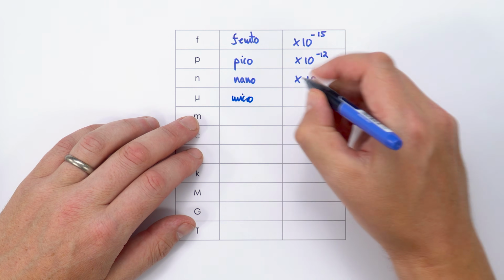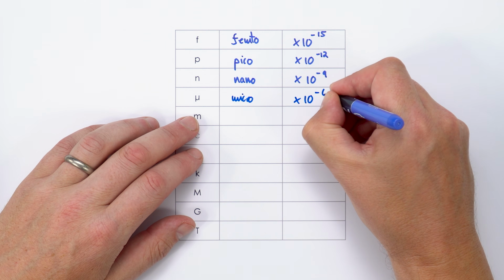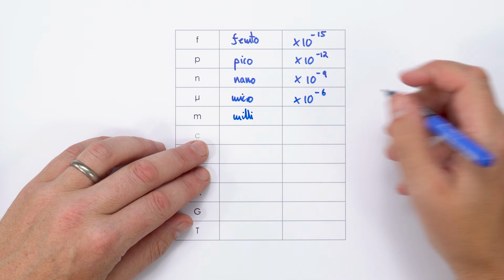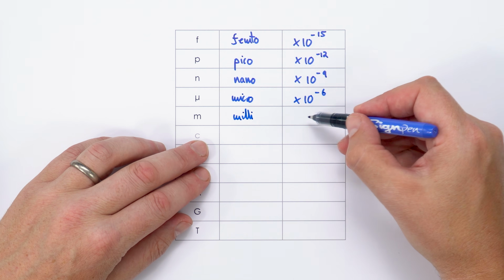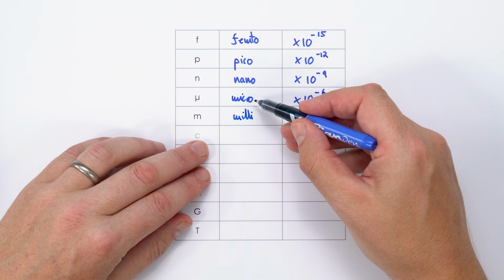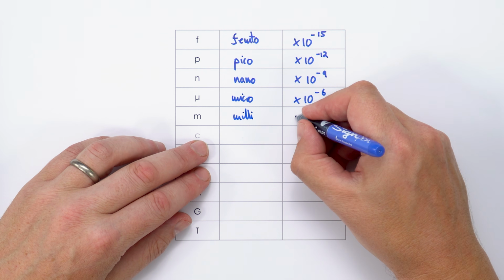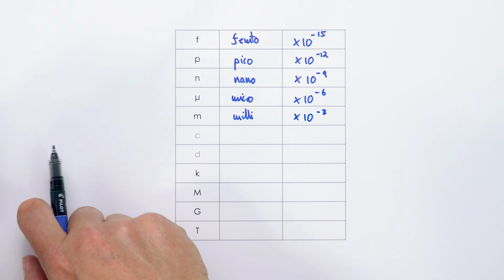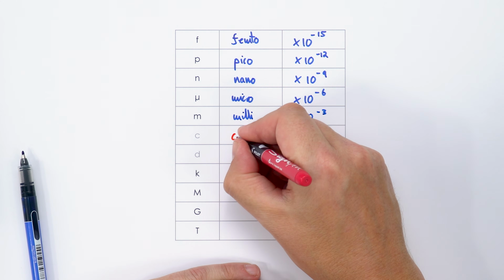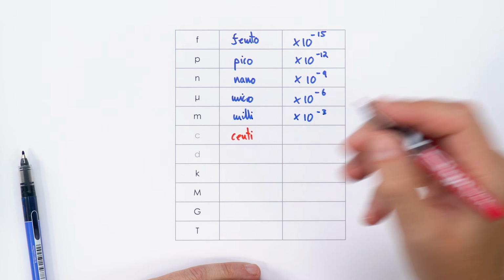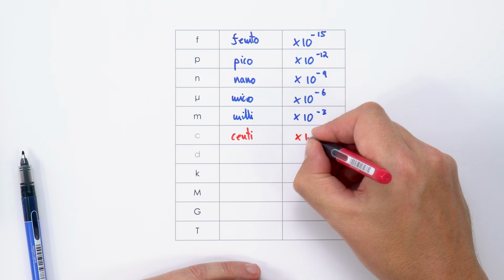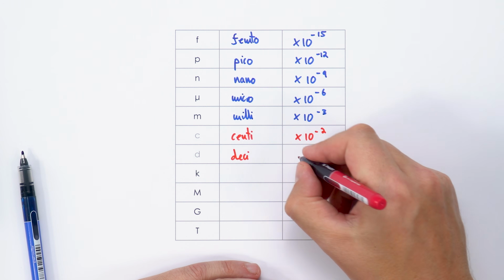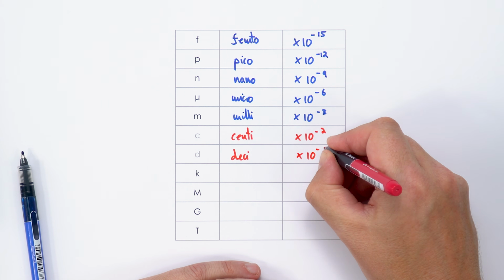So micro is 10 to the minus 6. Milli is something that you'll be really, really familiar with for millimetres and things. So for example, that's a Latin word milli, whereas micro is from the Greek. This one is 10 to the minus 3. We then have a couple of others. We've got centi, for example, a centimetre, which is 10 to the minus 2. We've got deci, and this is times 10 to the minus 1.